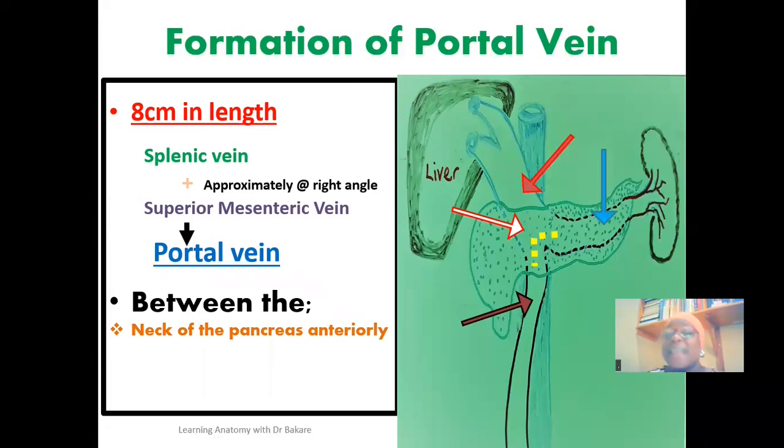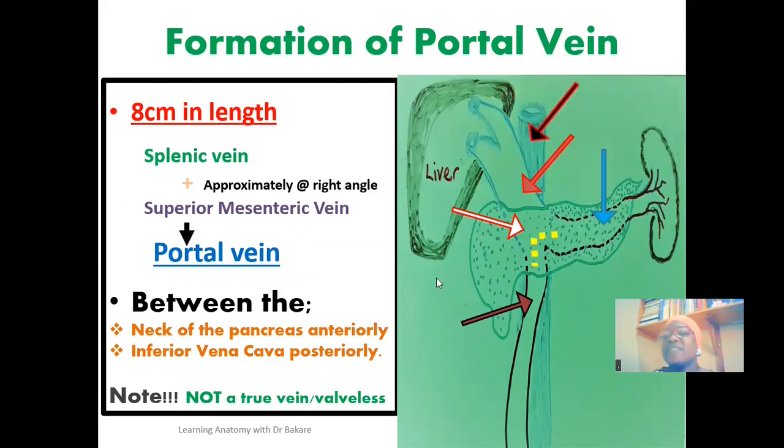Posteriorly, what is seen behind the region where the portal vein is formed is the inferior vena cava. And this is the inferior vena cava here, arrowed in black. So we can say that the formation of the portal vein is bounded anteriorly by the neck of the pancreas, and posteriorly it is bounded by the inferior vena cava.